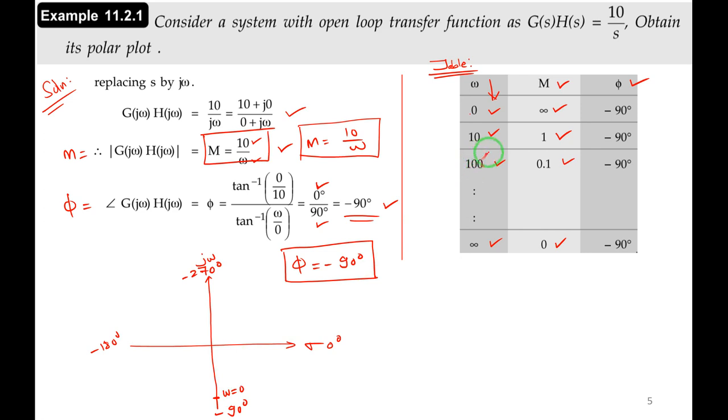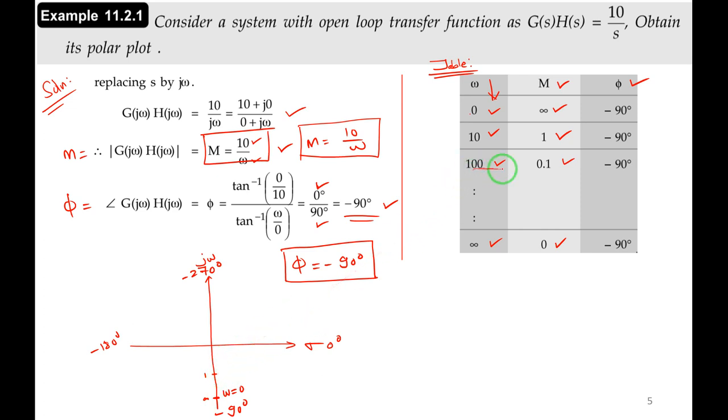Next, for omega equal to 10, what is the magnitude? It is 1. What is the angle? Minus 90, which means once again the same line. So the magnitude is 1. Let me take 1 here. Actually, this is infinity, right? So here it is infinity, and this is 1. So this magnitude is 1.